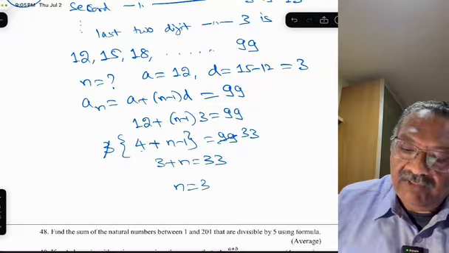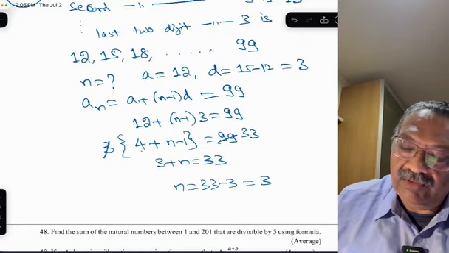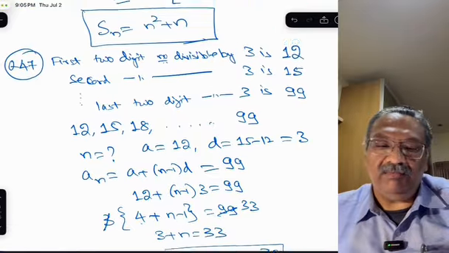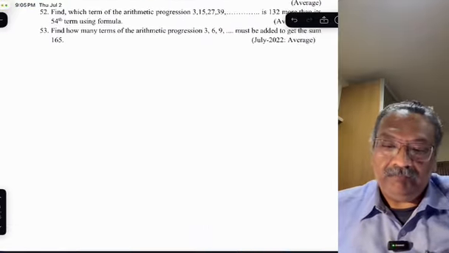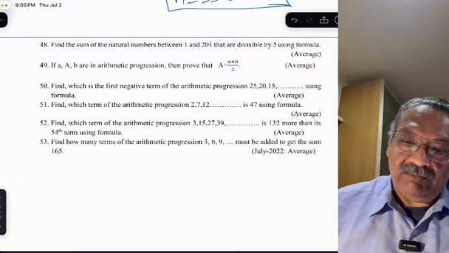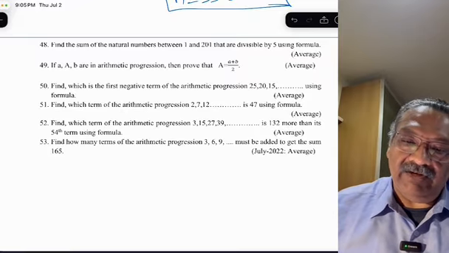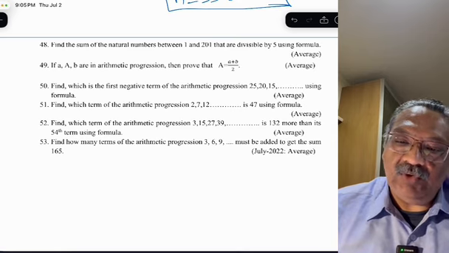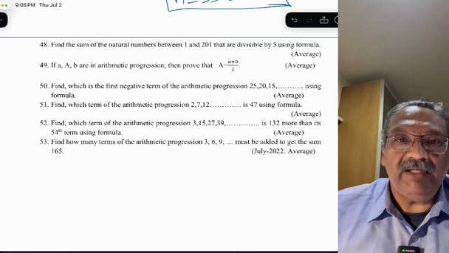n is 33 minus 3 is equal to 30. So 30 numbers are divisible by 3. Now let's come to question number 48. Find the sum of natural numbers between 1 and 201 that are divisible by 5.